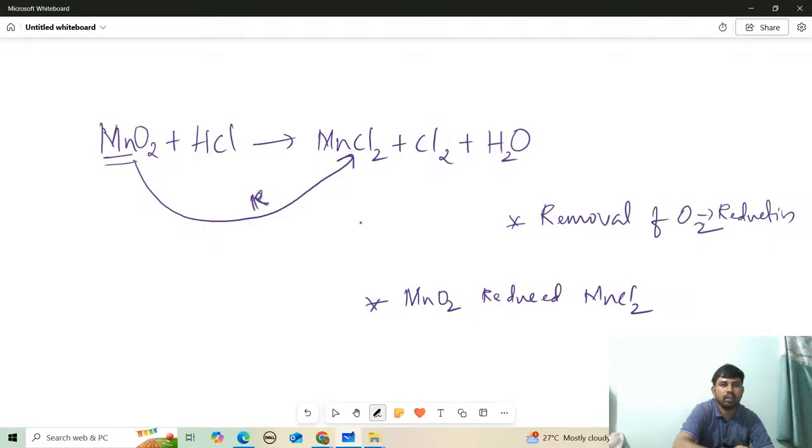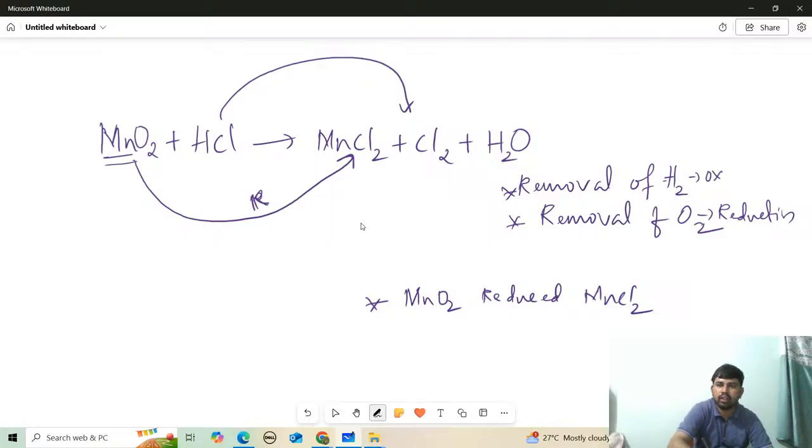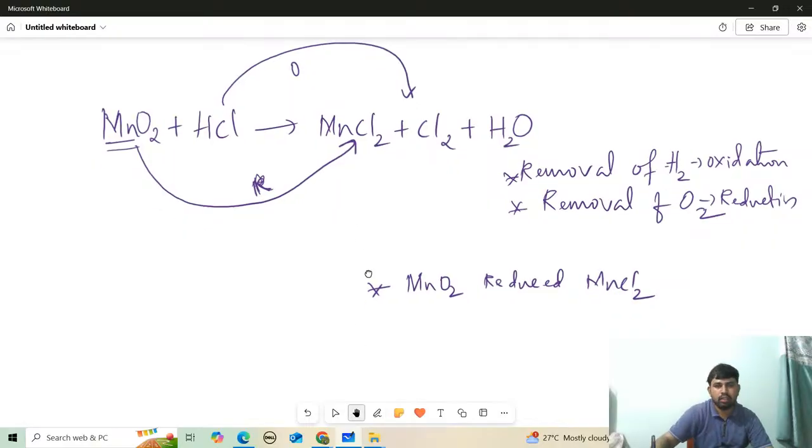Similarly, you see from here to here we have one more process, removal of hydrogen. What is the name, sir? Removal of hydrogen we define as oxidation. So in this way also I can say from here to here there is a reduction, and from here to here there will be an oxidation. Just see the equation again one more time.